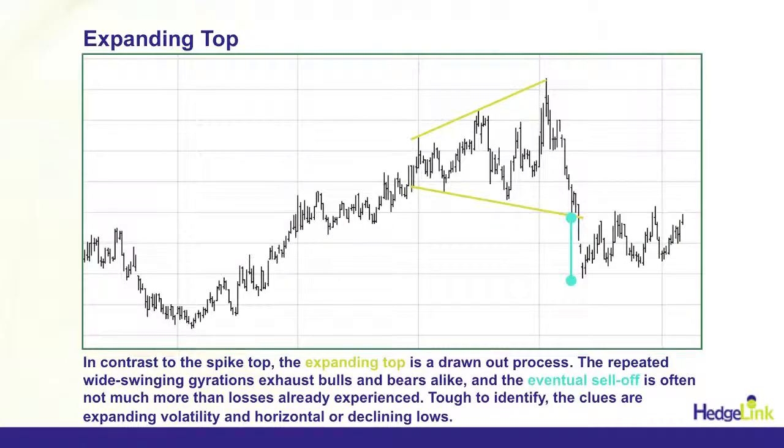Triple tops expand in nature, and they're a long, drawn-out process. The repeated wide-swinging gyrations exhaust the bulls and the bears alike, and the eventual sell-off is often not much more than the losses already experienced. Triple tops are tough to identify, and the clues are expanding volatility and horizontal or declining lows.